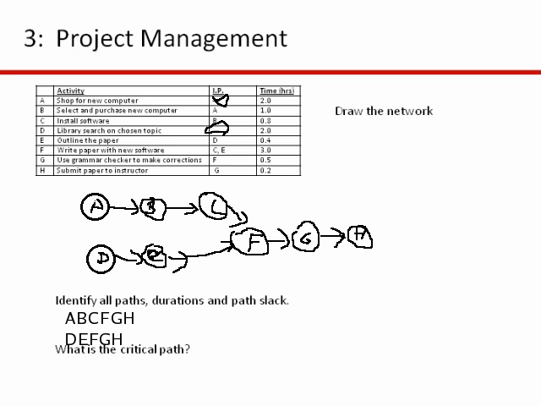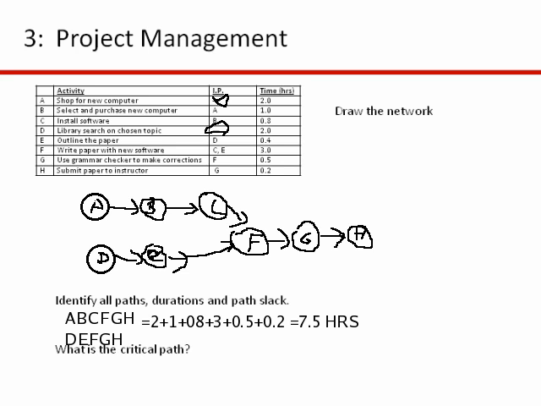So for the first path, activity A is 2 hours, activity B is 1 hour, activity C is 0.8, activity F is 3 hours, activity G is 0.5 hours, and activity H is 0.2 hours. If you add up all those times, you get 3, 3.8, 6.8, 7, 7.5 hours for that northern path, A, B, C, F, G, H.